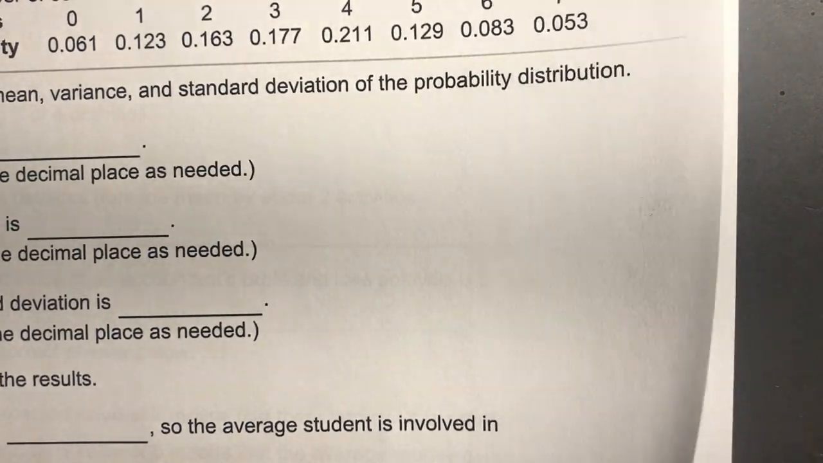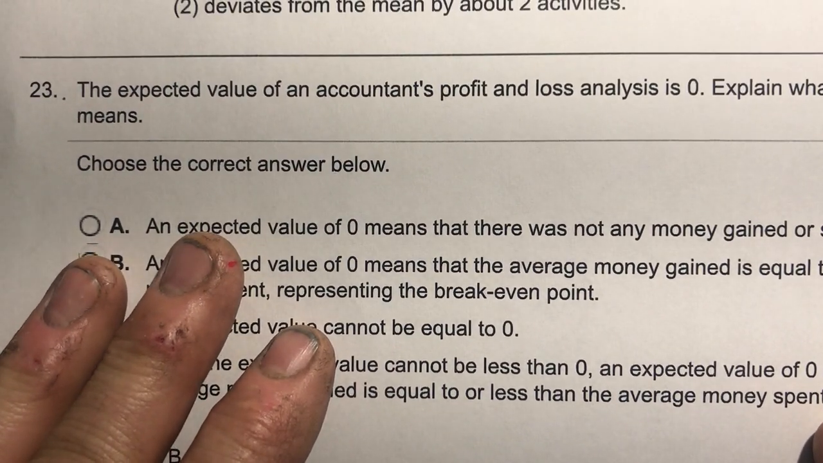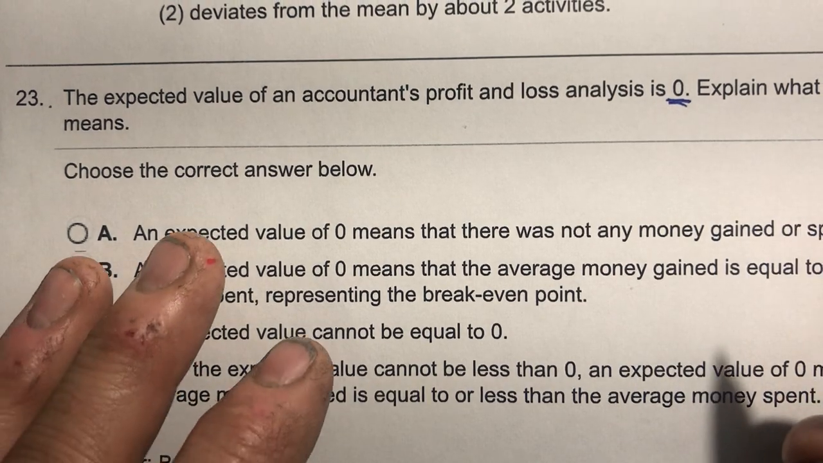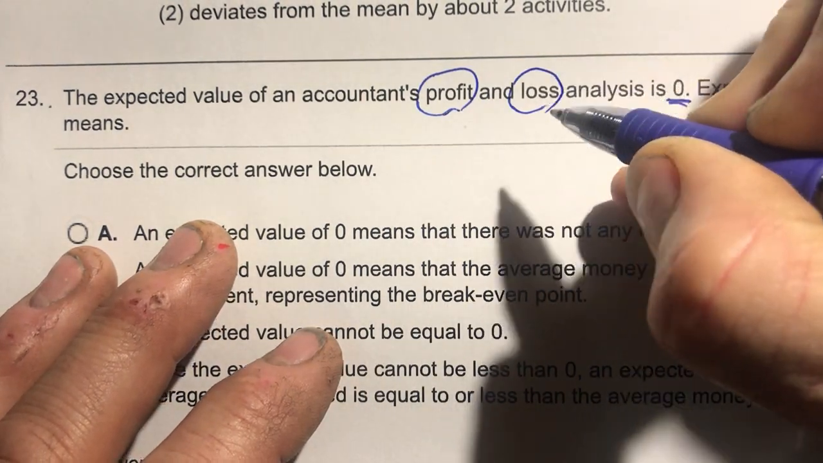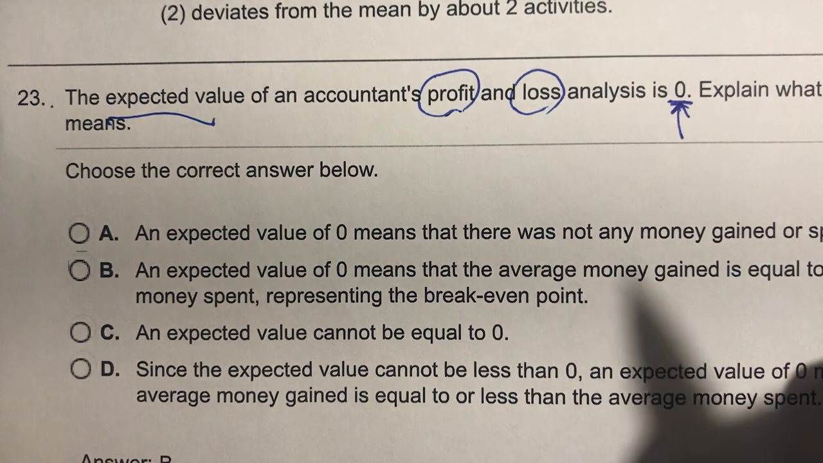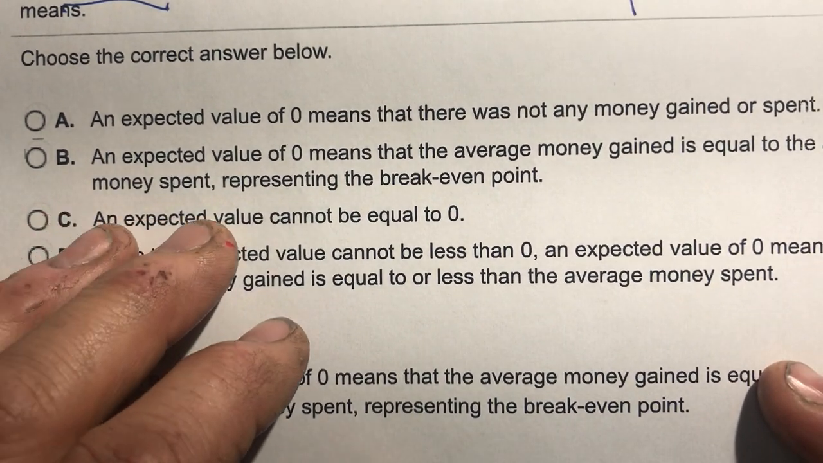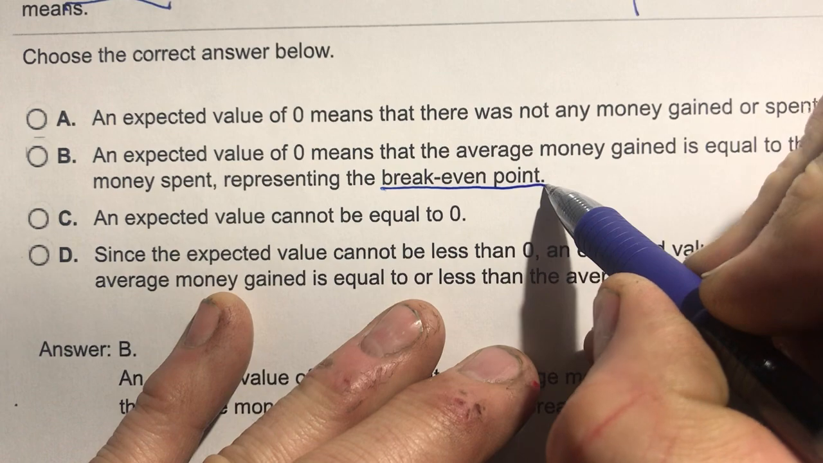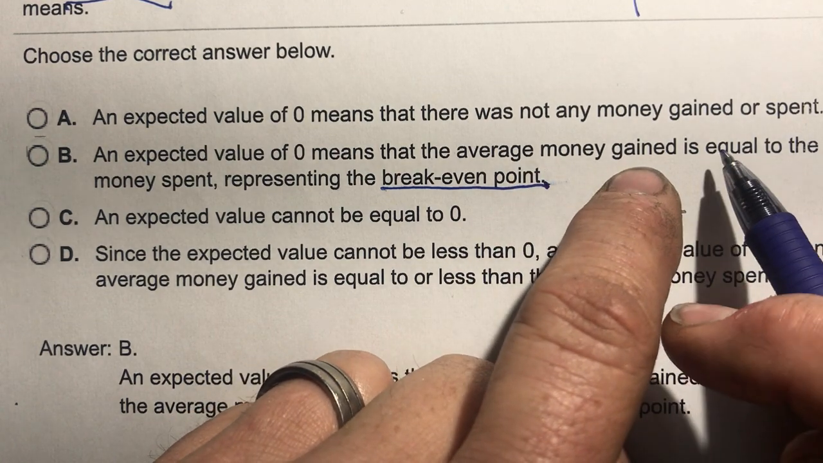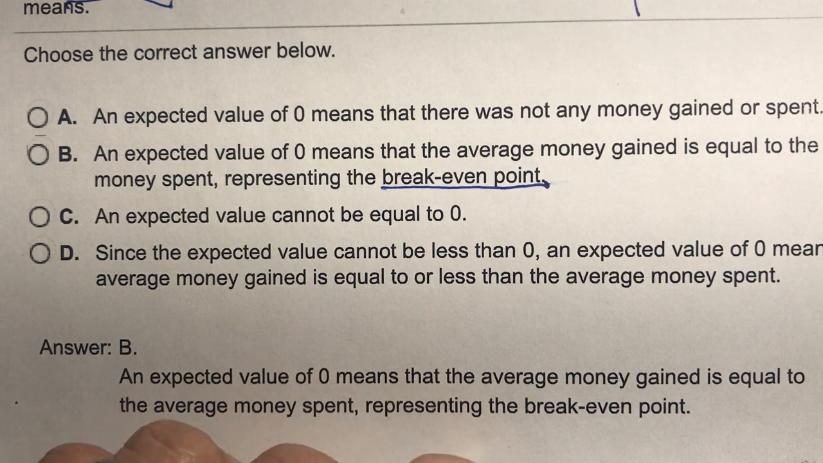Okay, now there's another one. I'm not going to do this last one. This is up to you. But right here, number 23. Just want to talk about 23 here, and I'm finished. The expected value of an accountant's profit and loss analysis is 0. Explain what this means. Their expected value, which is their mean, is 0. Their profit and loss is 0, which means they're not making any money, but they're not losing any money. They're breaking even. So an expected value of 0 means that the average money gained is equal to the amount of money spent, representing the break-even point.